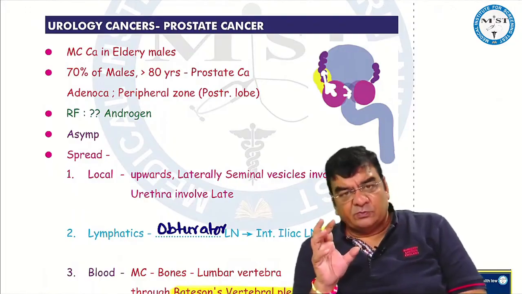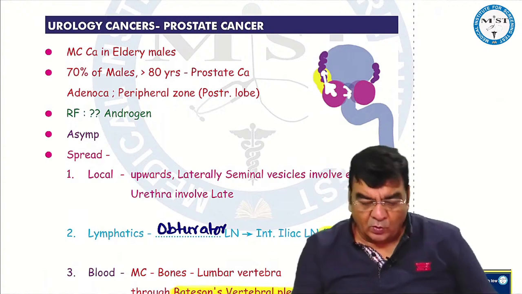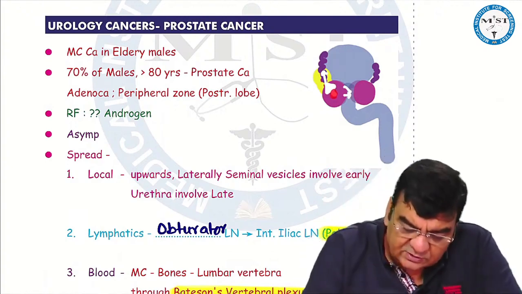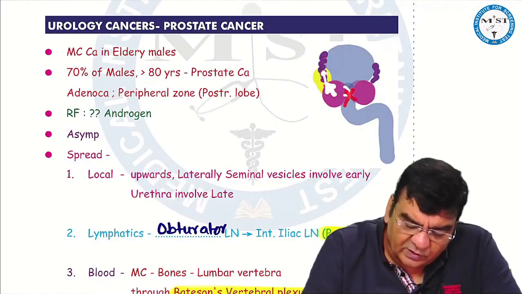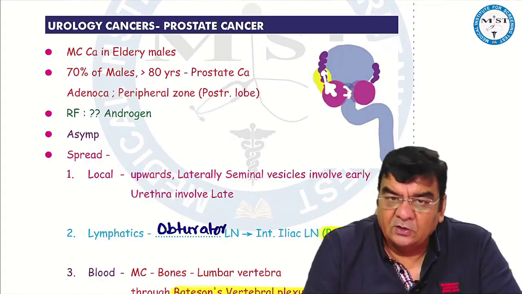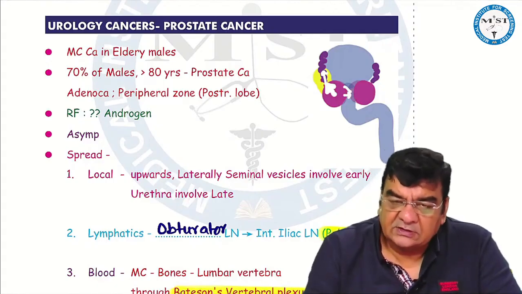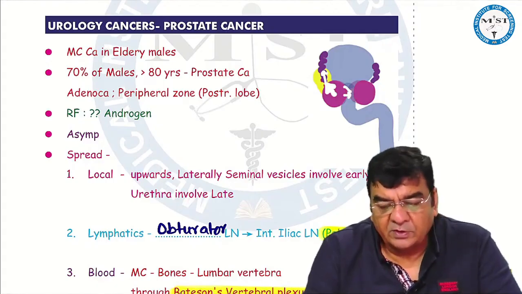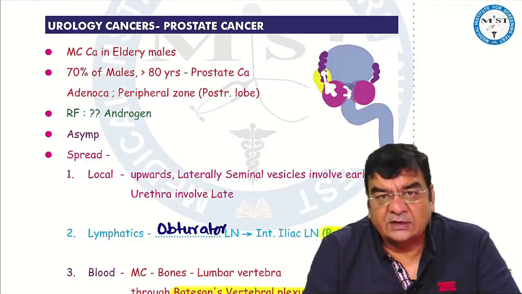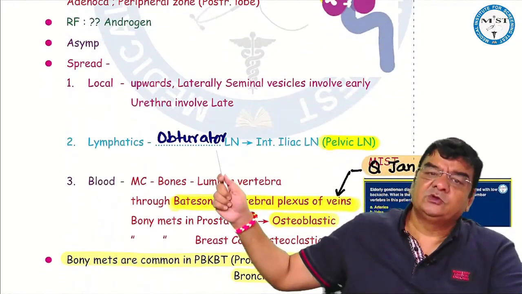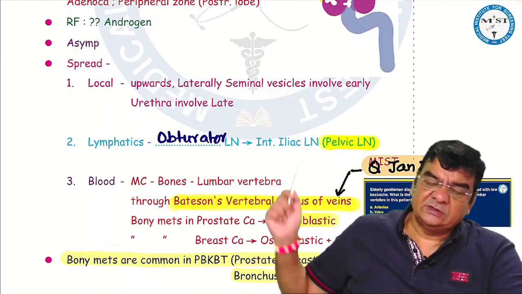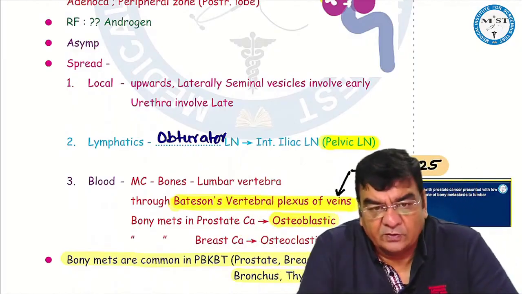However, if we look at the spread of prostate cancer, locally, prostate cancer spreads upwards and laterally. So, involvement of seminal vesicles occurs early, but involvement of urethra is late. Through lymphatics, it will be going to pelvic lymph nodes, that is the internal iliac lymph nodes. And there, obturator lymph nodes will be involved first, and then the internal iliac lymph nodes.